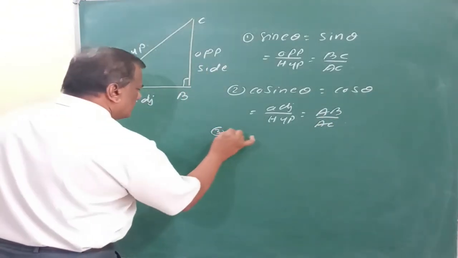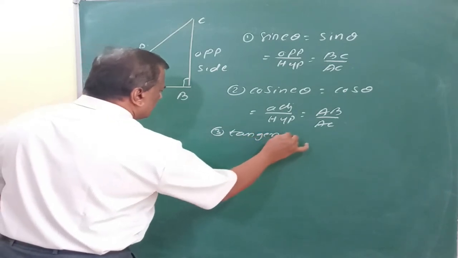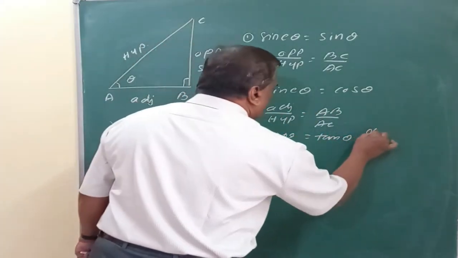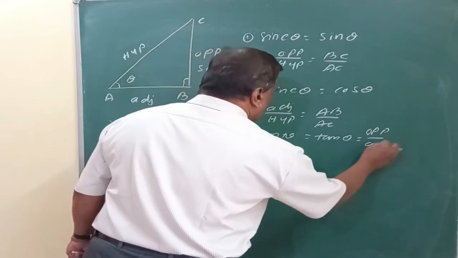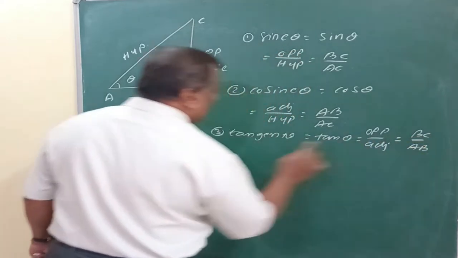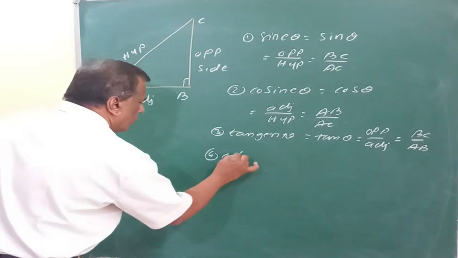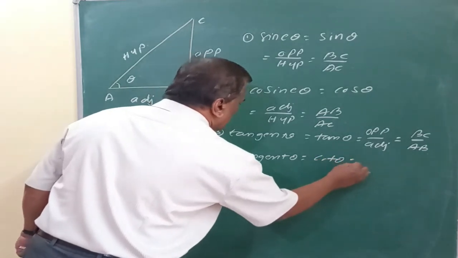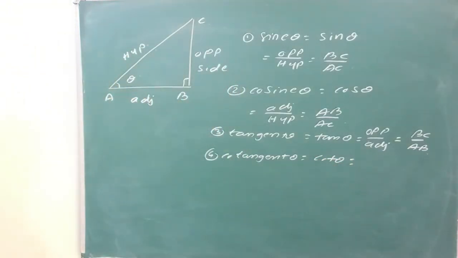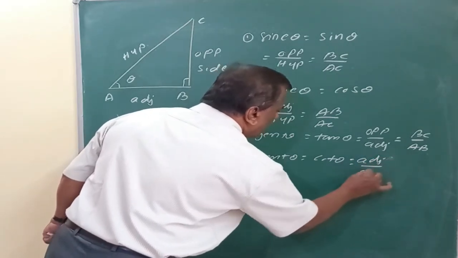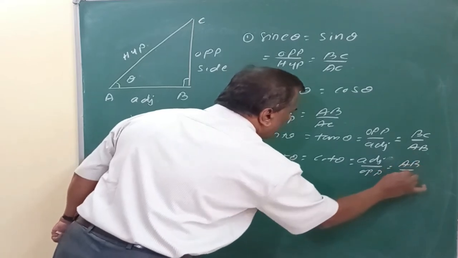Third one, tangent theta, tan theta, that is nothing but opposite upon adjacent side, that is BC upon AB according to the diagram. Fourth, cotangent theta, in short cot theta. 4, 5, 6 are the reciprocals of 3, 2, 1. 4 is the reciprocal of 3: adjacent upon opposite, AB upon BC.